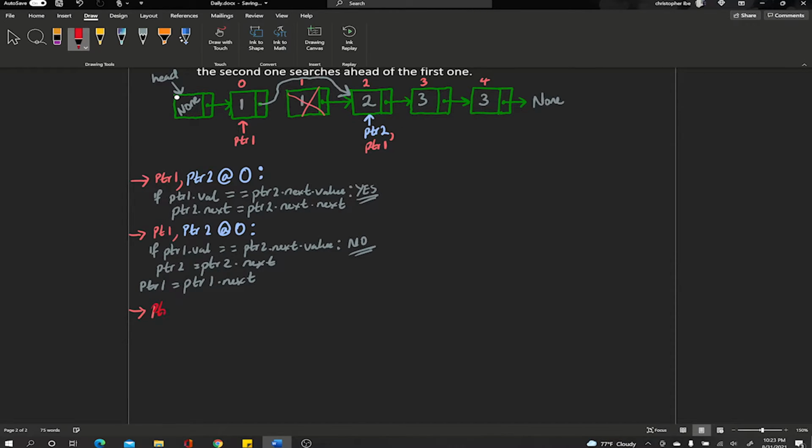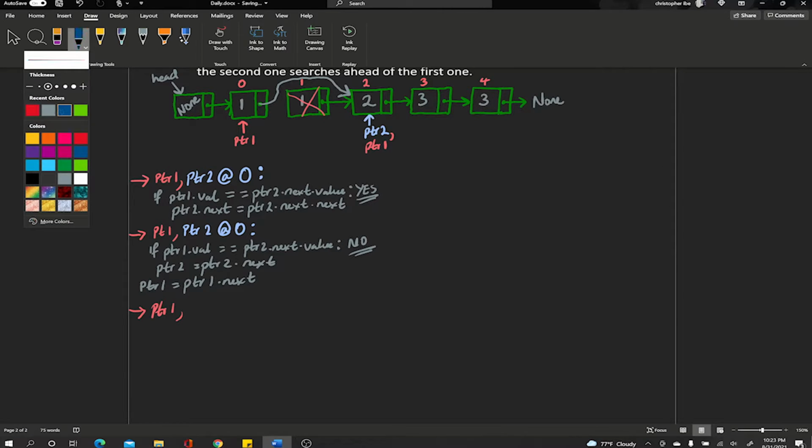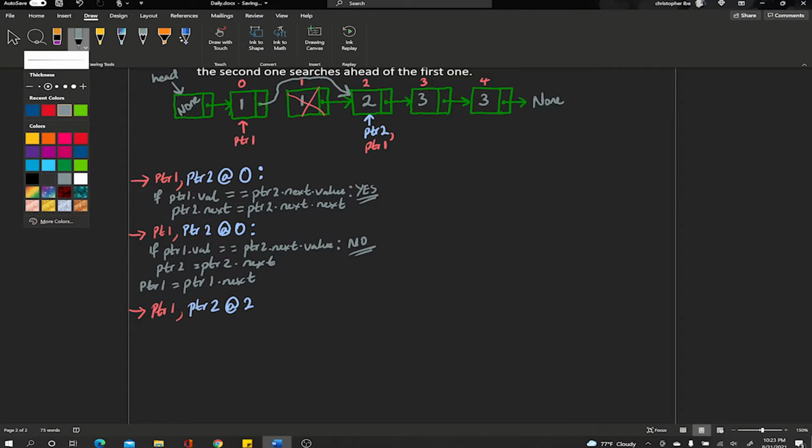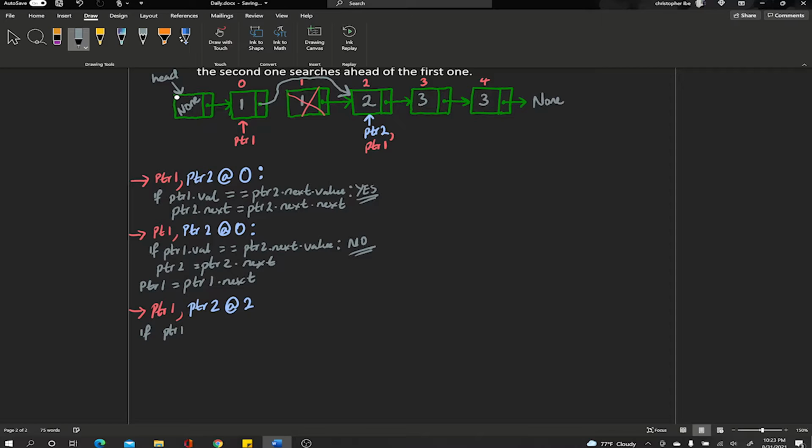At this iteration, PTR1 and PTR2 are both at index 2. They're both right here. So we're going to ask ourselves the same question we've been asking: is PTR1.value equal to PTR2.next.value? In this case, PTR1.value is 2 and PTR2.next.value is 3. Are they equal?